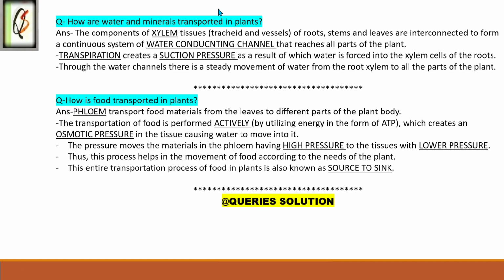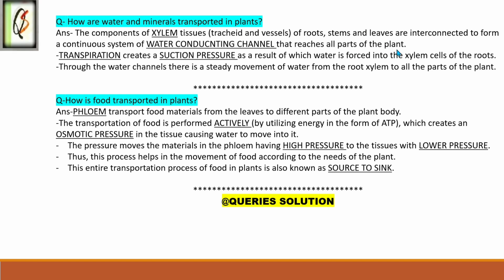Question is, how are water and minerals transported in plants? Just now, as we have seen in the previous question, xylem is responsible mainly for the transportation of water. So what are the components of xylem? The tracheids and vessels which are there in the roots, stems and leaves all interconnect to form basically a water conducting channel, and this channel reaches each and every part of the plant.